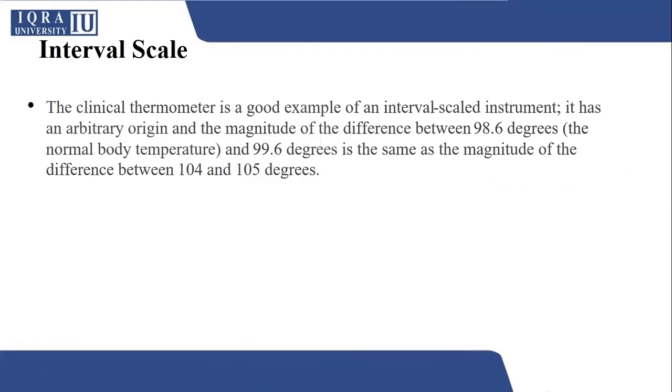The clinical thermometer is a good example of an interval scale instrument. It has an arbitrary origin, and the magnitude of difference between 98.6 degrees, the normal body temperature, and 99.6 degrees is the same as the magnitude of the difference between 104 and 105 degrees. You see, the difference between this is equally the same as the difference between these two numbers, right?